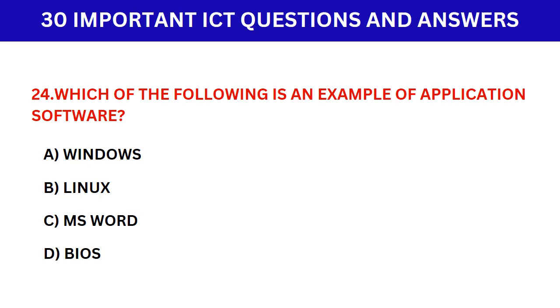Question number 24. Which of the following is an example of application software? Option A, Windows. Option B, Linux. Option C, MS Word. Option D, BIOS. The right answer is MS Word. MS Word is used for document creation and editing.